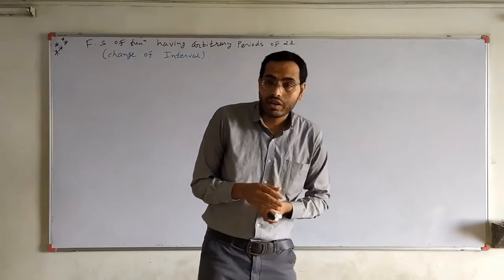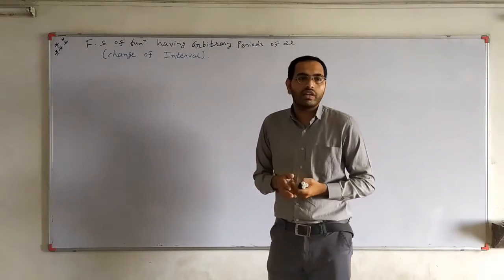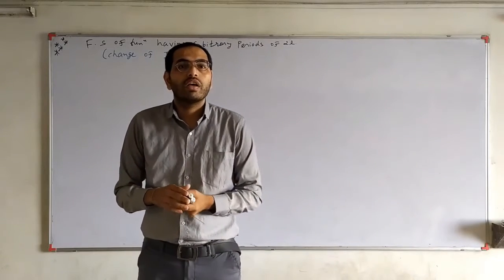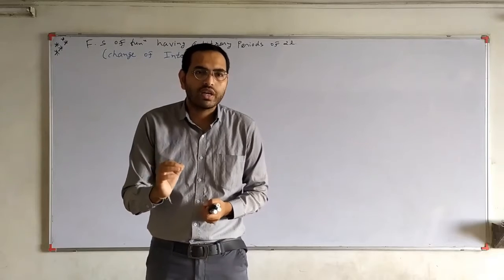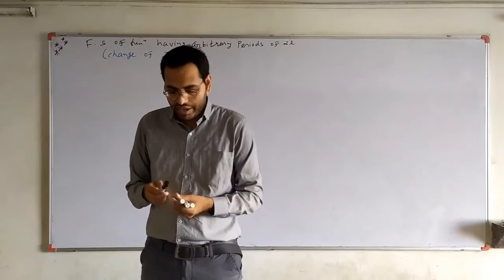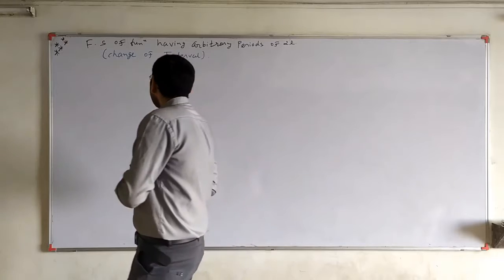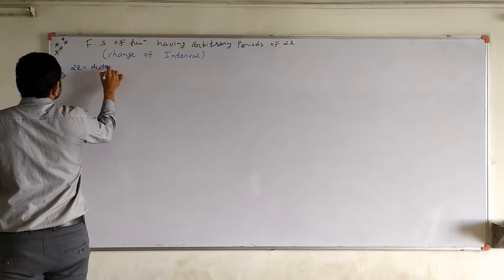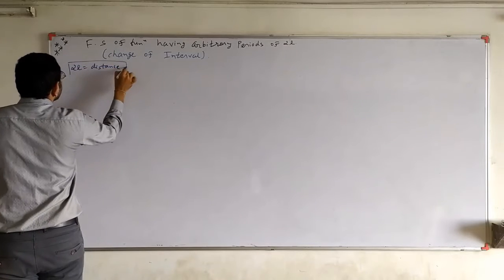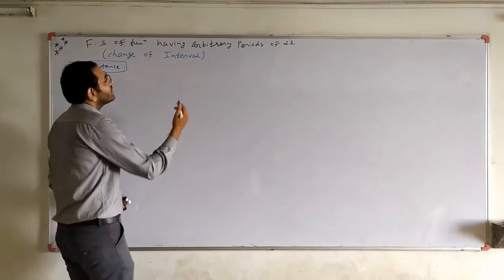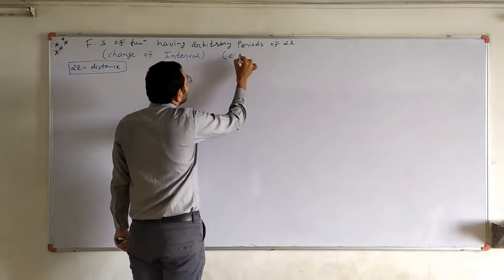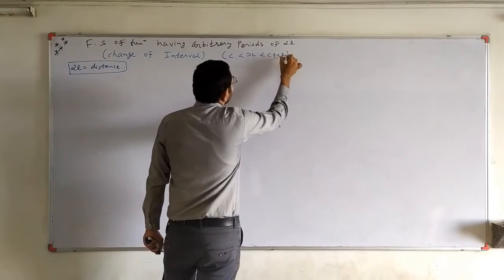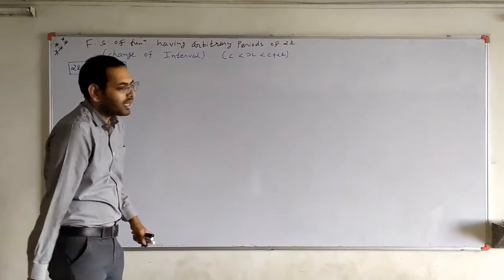Let's start. In the change of interval method, first of all we have to identify the value of l. We use the formula 2l equal to the distance to identify the value of l. In this method we have a range c less than or equal to x less than or equal to c plus 2l, where l is any arbitrary period.